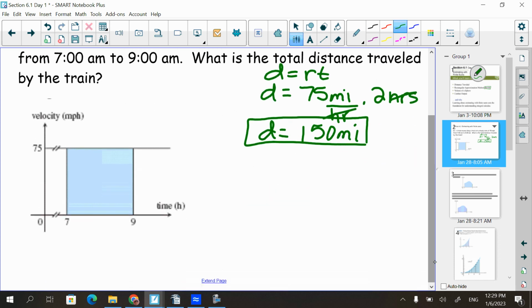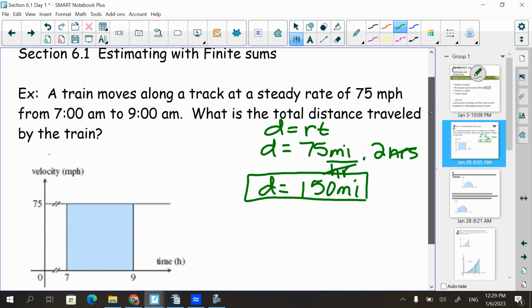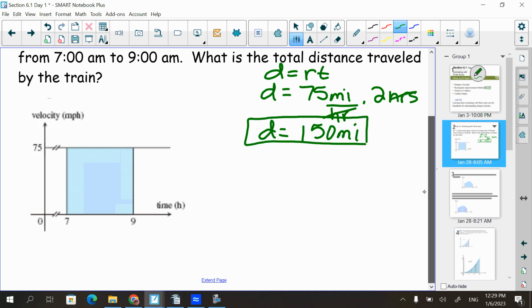In calculus, our problems are not usually that cut and dry. But let's put it how we're going to look at it calculus-wise. We could take a velocity time curve, and we could say the train is going a velocity of 75 miles per hour, and they said it was, if you remember this, a steady rate. That means the same rate, 75 miles per hour.